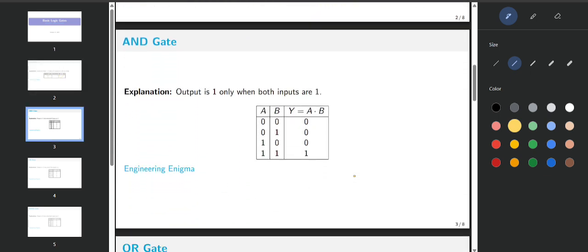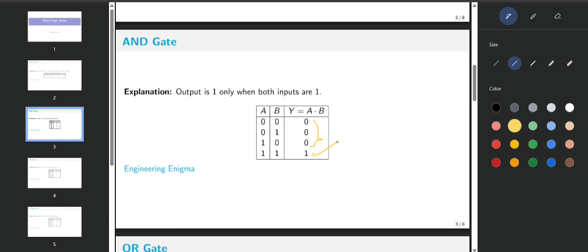Now moving on to the second concept, that is nothing but the AND gate. Think of it like a teacher who says, I will pass you only if both answers are correct. So only when A is equal to 1 and B is equal to 1, the output becomes 1. In all the rest of the cases, the output is 0. Only in one case it is 1. That you should remember.